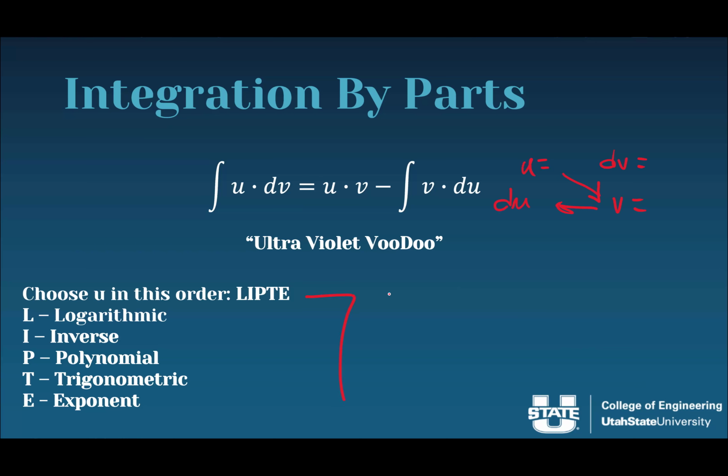This acronym right here is a guide for you on how you should choose your u. So for example, if there's a natural log in your integral, then you're going to want to choose that first, and then the inverse, and then the polynomial, for example like x squared. What it comes down to is that you're trying to take derivatives of part of your function to make it disappear. That's what you're trying to do ultimately, is to not have to integrate something that you can't really integrate. And so you take some derivatives and multiply it using this formula.